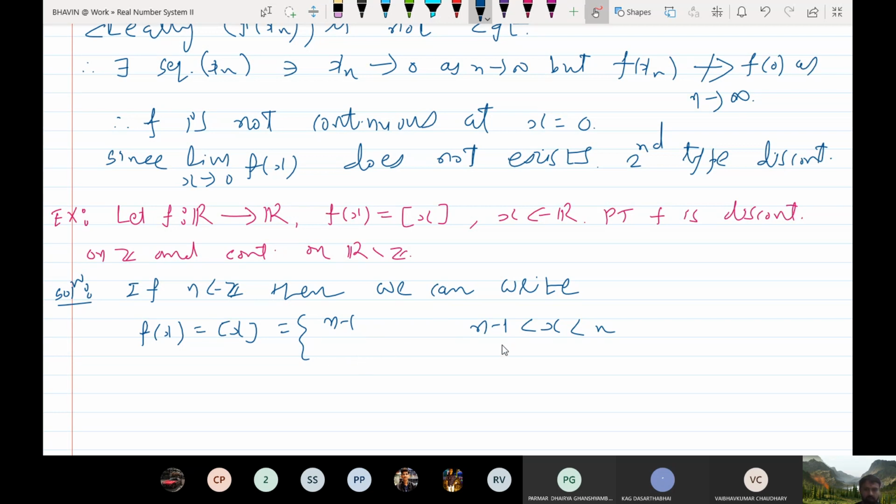If x equal to n, then the function has value n. And if your x is n less than x less than n plus 1, then again the value is n. Do you understand the definition? Yes, sir. So this is the definition of box of x.